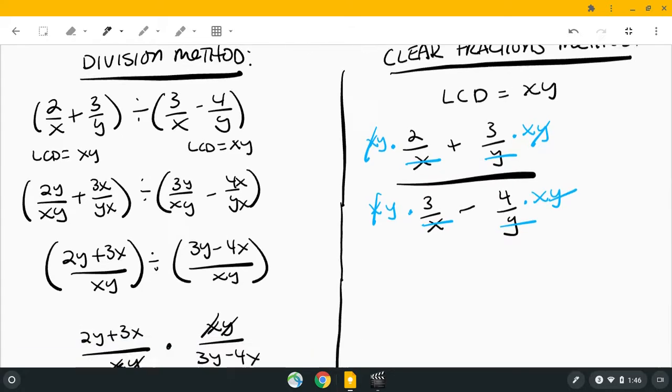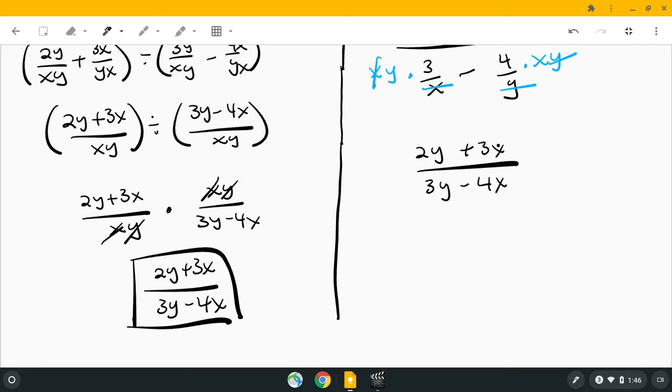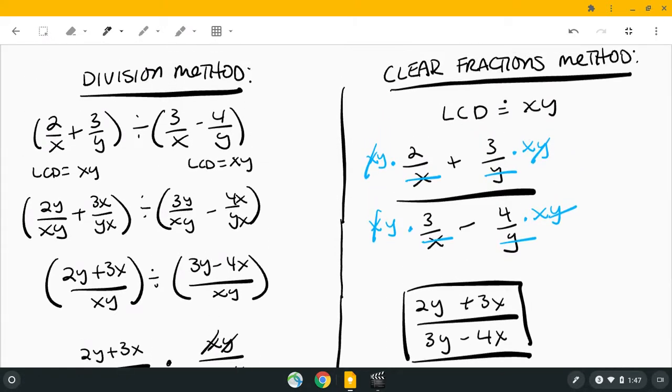And what's left is, right here, we get 2y. Over here, I get plus 3x. Over here, I get 3y. And over here, I get minus 4x. And that is the exact same answer that we have down here. Okay? Yeah, so you can see why I like this method a little bit more than this method over here.